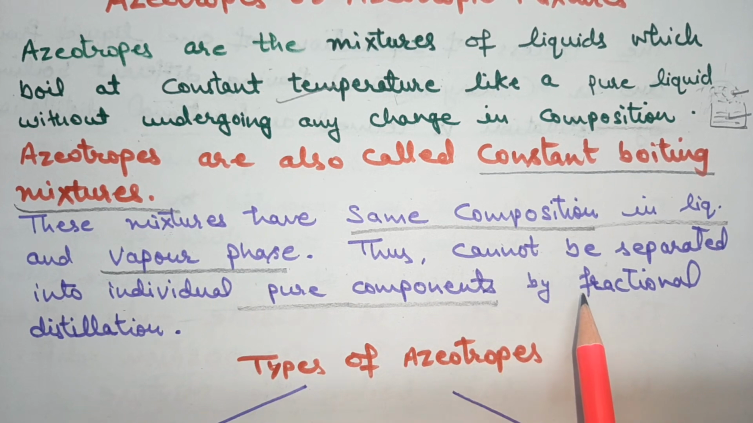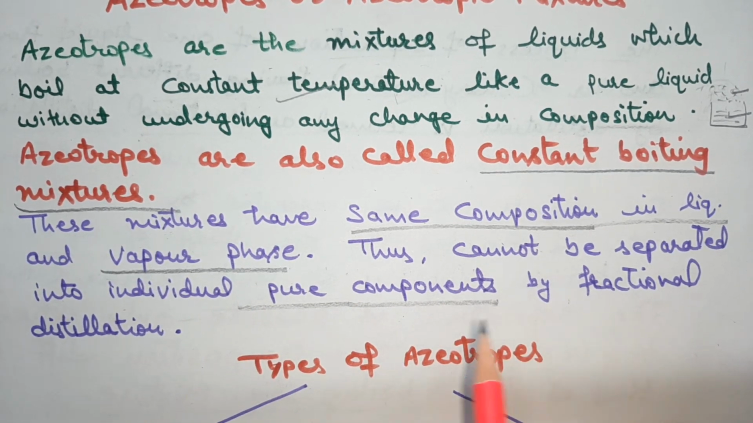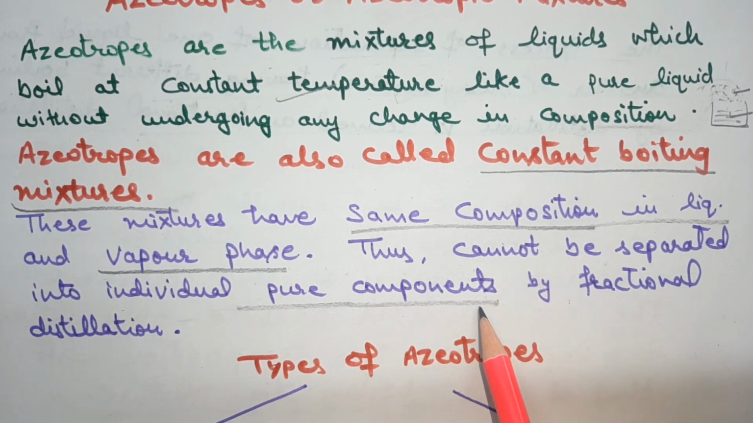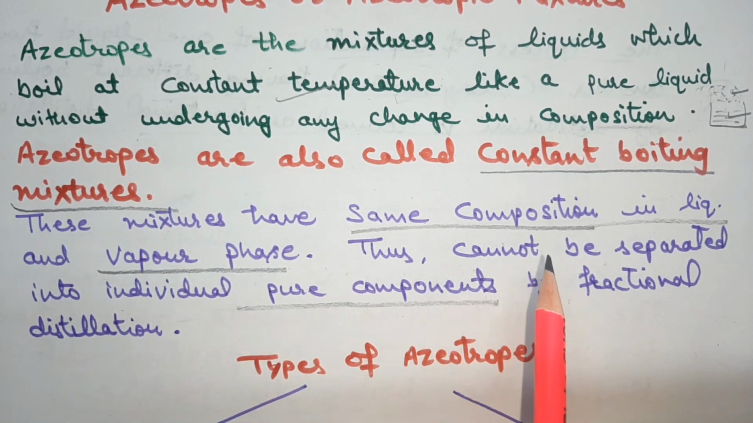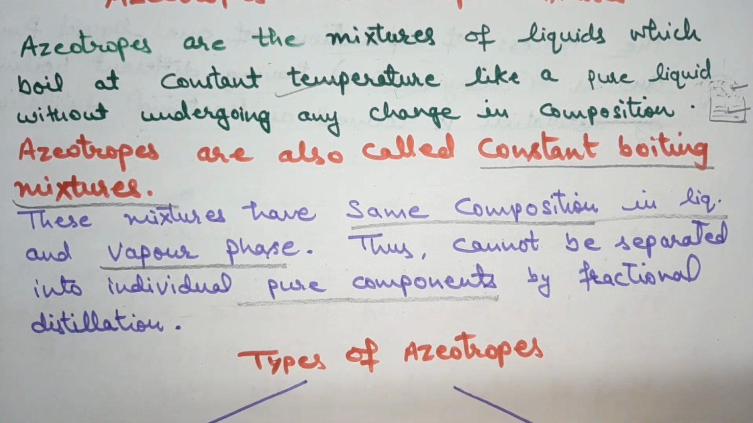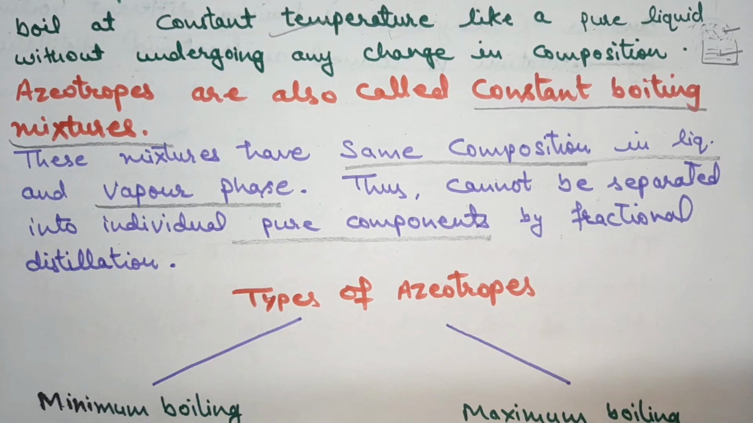Previously we also studied that the two components can be separated only when they have different compositions in the vapor and the liquid phase. But these azeotropes have the same compositions in the liquid and the vapor phase, so we are unable to separate the components in case of azeotropes.